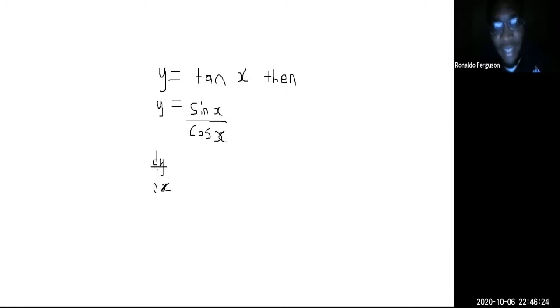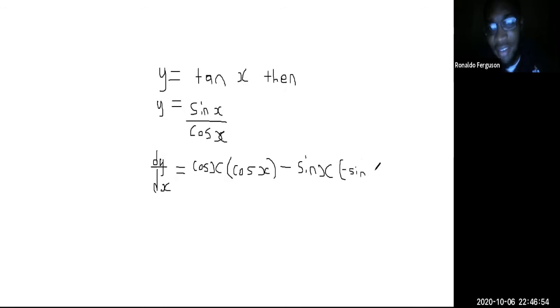So dy by dx is equal to, we start with the bottom, which is cos x, times the differential of the top. When we differentiate sine, we get cos x, minus the top, which is sine x, times the differential of the bottom. When we differentiate cos, we get what? Minus sine, right? Very good. Over the bottom squared, cos x all squared. So we get cos squared x.